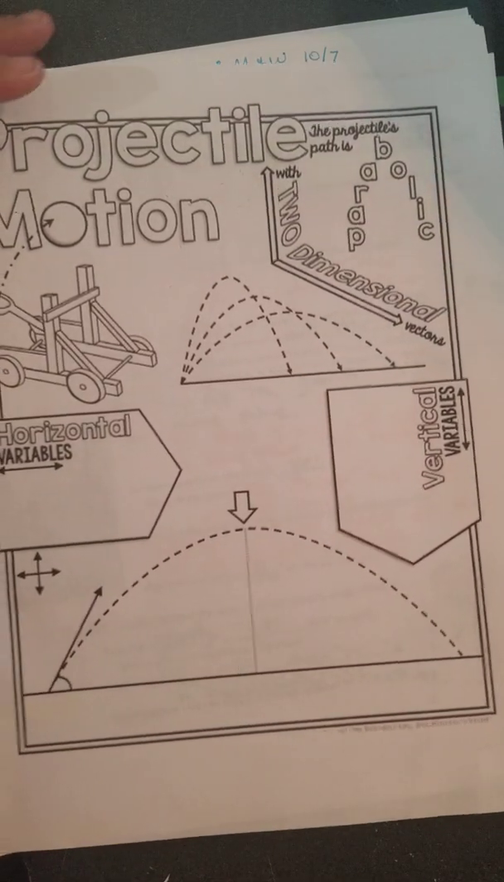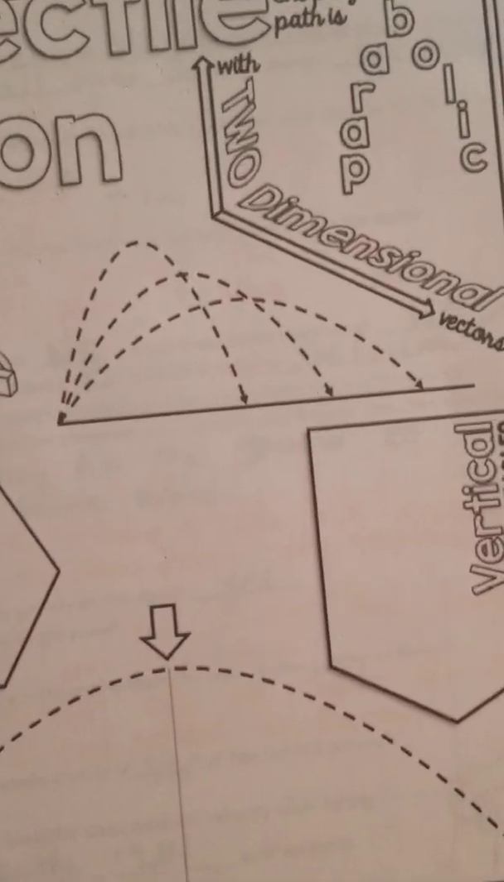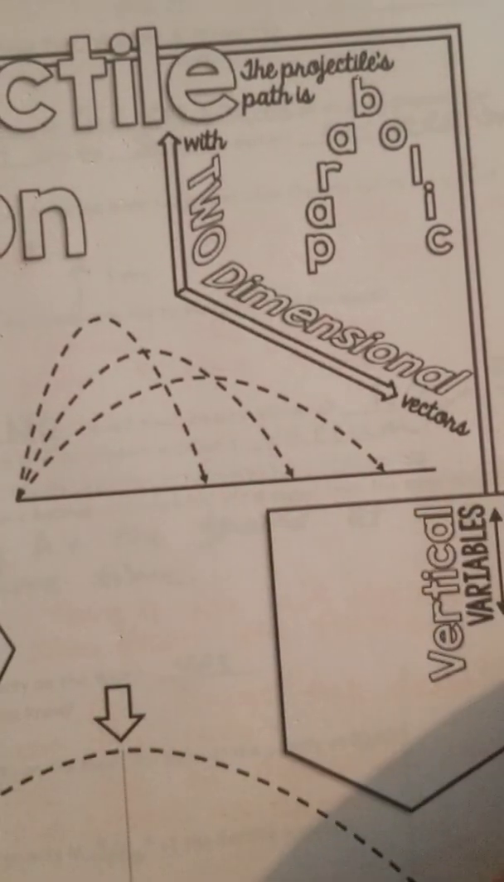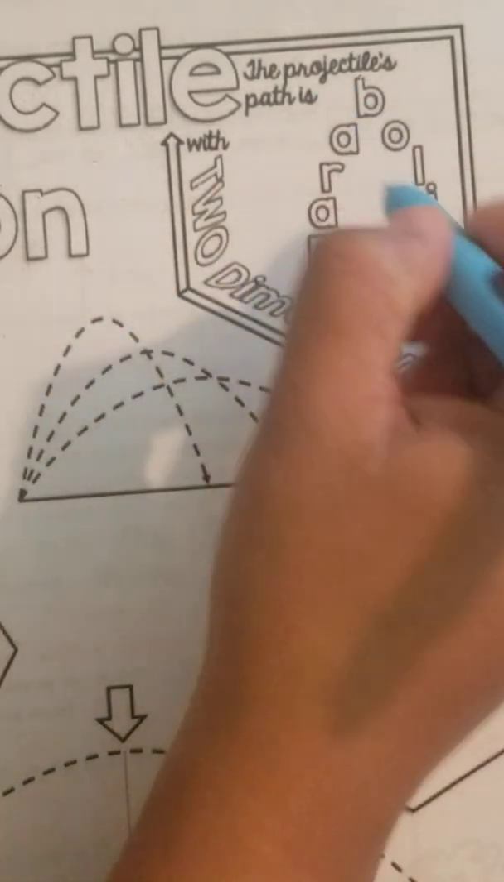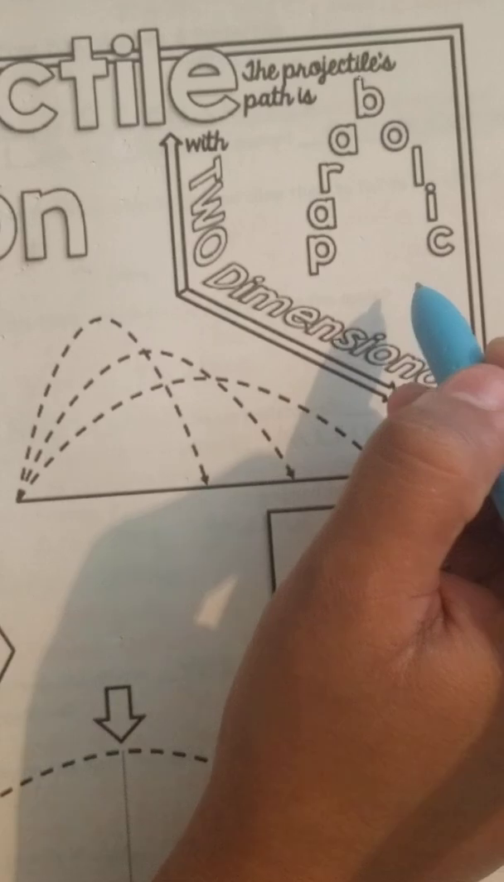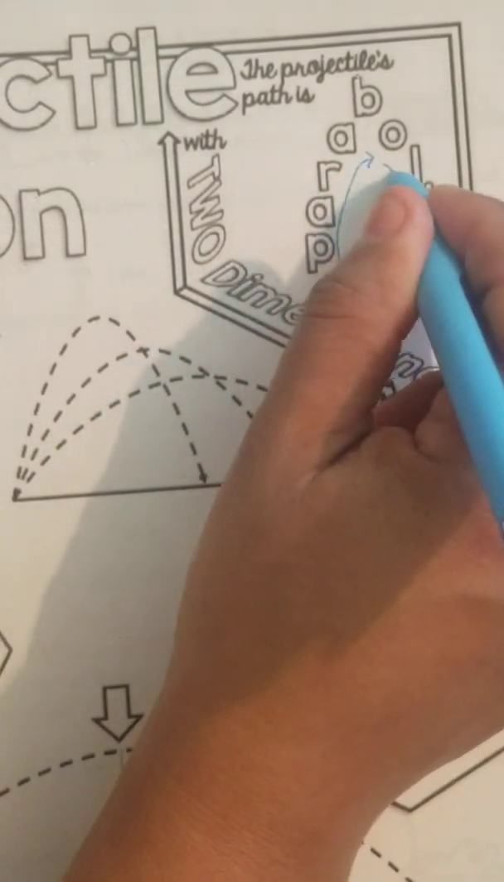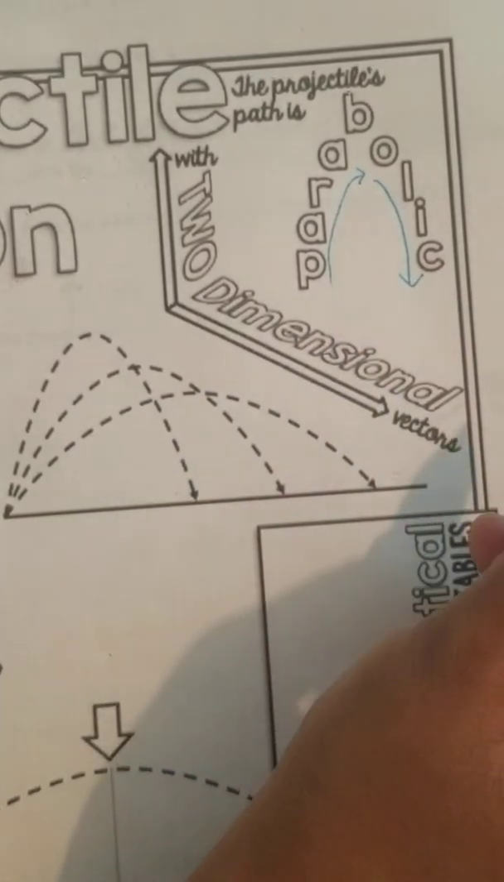Now, still continuing about projectile motion, okay? Let's go ahead and go over here. Now, the projectile's path is a parabolic path, okay? It's going to form a parabola. It's going to go up, it's going to stop, and come back down, okay?